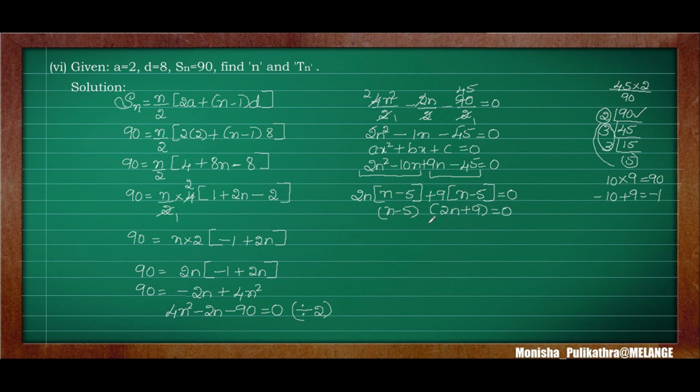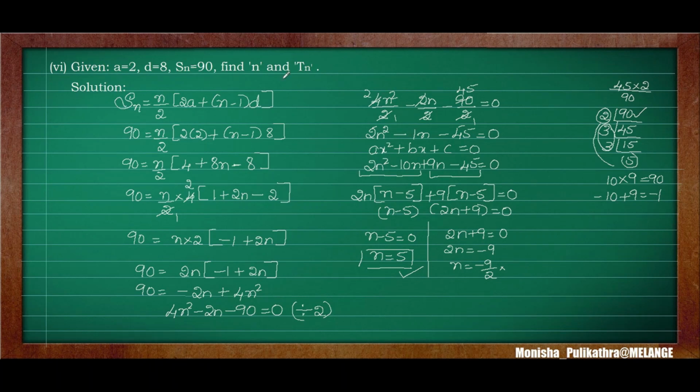So you got two equations separately. Separate these two equations and equate each to 0. That is n − 5 = 0, so when I shift −5 to the right hand side, it becomes n = 5. Here 2n + 9 = 0, 2n = −9 and n = −9/2. Since the number of terms will never be negative, this answer will be rejected. So n = 5 is considered as the answer for the number of terms.